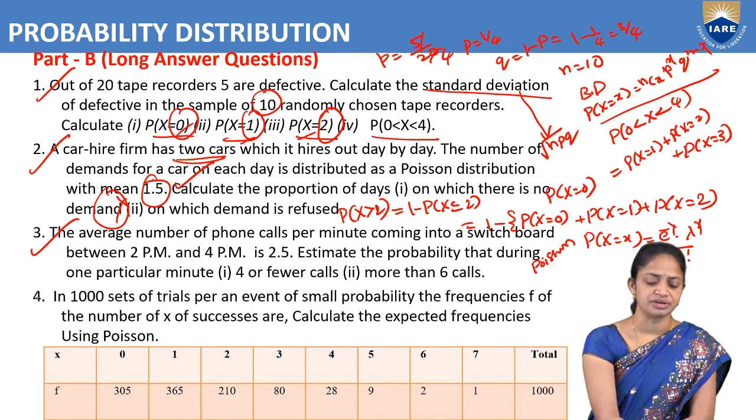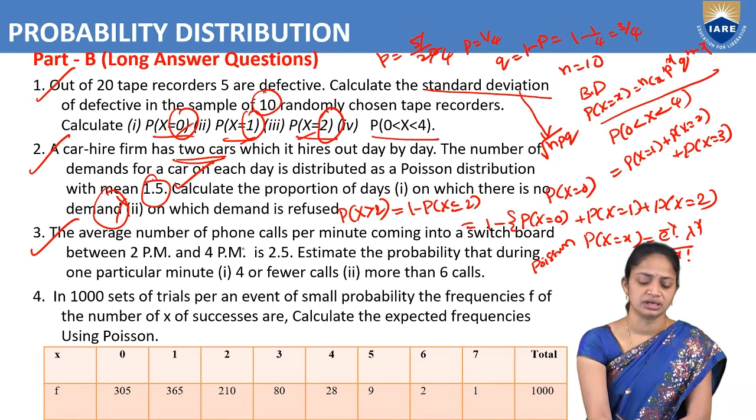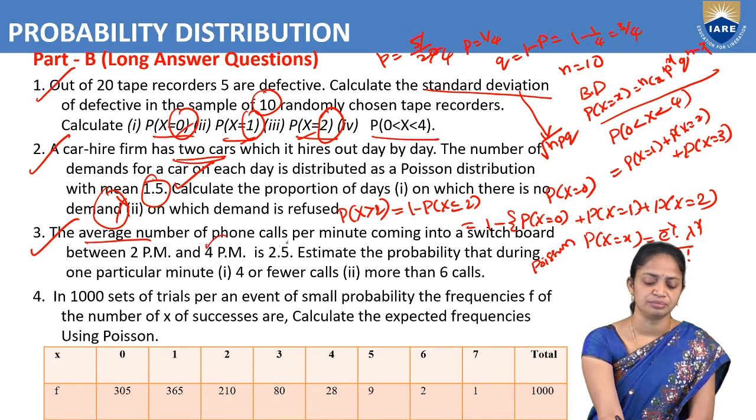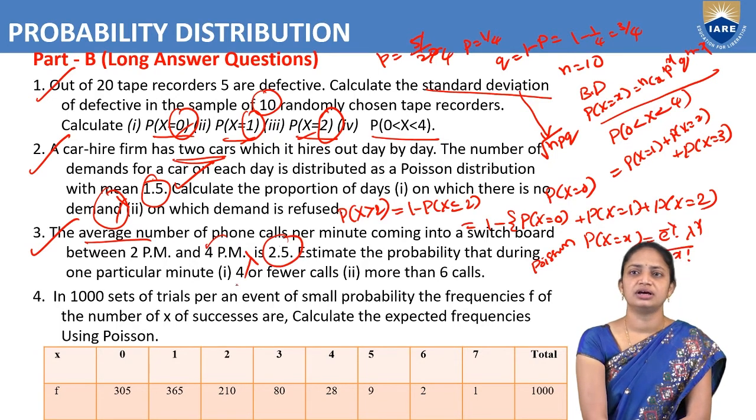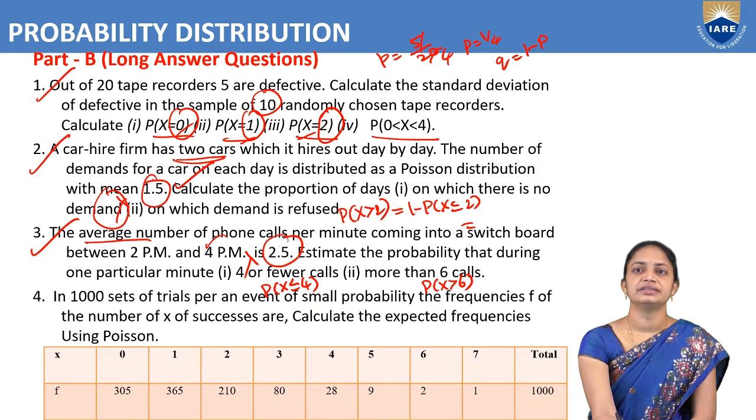Now coming to the third question, the average number of phone calls per minute coming into a switchboard between 2 p.m. to 4 p.m. is 2.5. So average is nothing but mean, which is nothing but lambda here. Lambda value they have given is 2.5. Estimate the probability that during one particular minute there will be 4 or fewer calls, that means P of x less than or equal to 4, and more than 6 calls, P of x greater than 6.